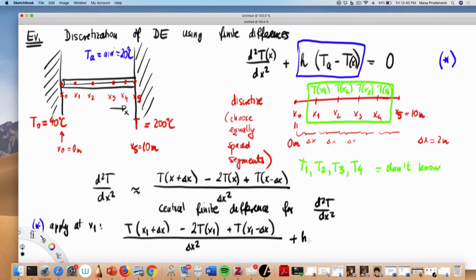Plus h. And h, by the way, I forgot to give it to you, but I actually do have a number. It's a constant number. H is given, and it's 0.01 per meter. So it's a constant that is measured in the lab. Somebody gives it to me. And then T_a minus T of x1 is equal to 0.